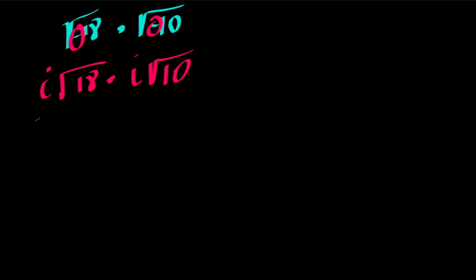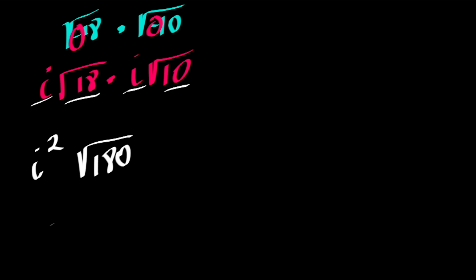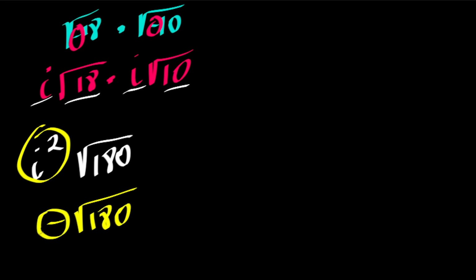And what I can do is I can multiply these coefficients. It would give me i squared. And then I can multiply 18 and 10, but leave it under a radical. So it would be the square root of 180. Now, I already know that i squared is just -1. So this is going to become negative square root 180. I'm just going to keep this negative on the outside of my square root.